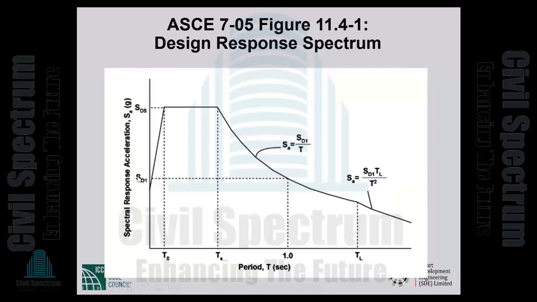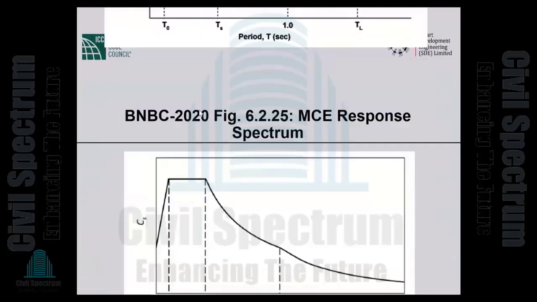This ramp simply takes you from 40% of S sub DS to S sub DS at 20% of T sub S. So this T sub S, I will show you what it is. T sub 0 is taken as 20% of T sub S, and we go from 40% of S sub DS to S sub DS, starting at 0 period to 20% of T sub S. So this is just a ramp making a transition to the flat top.